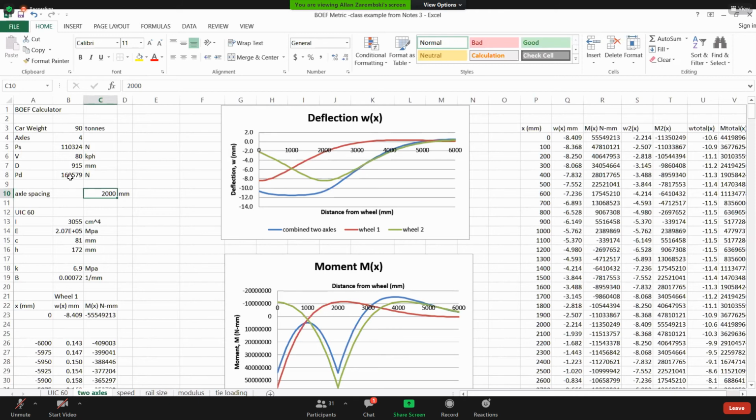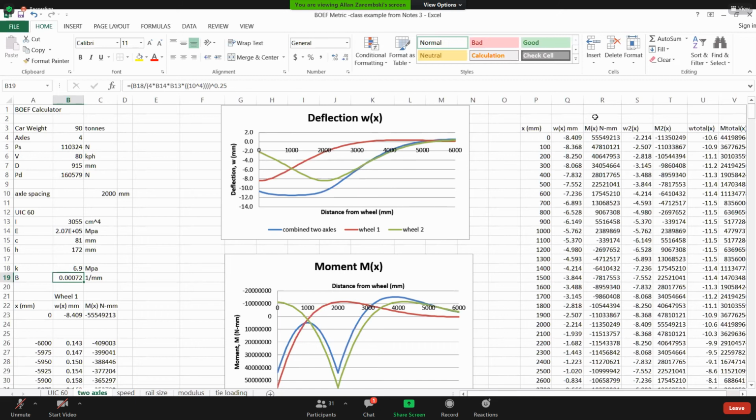My dynamic load is exactly the same because each wheel has the same static wheel load. The wagon's still going at the same speed. The wheel diameters are the same. My modulus is the same. My rail is the same. My beta is the same. The only difference is I have a second wheel.